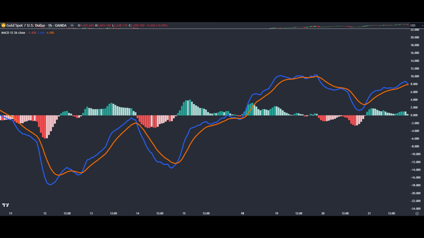To use the MACD in trading, look for a bullish crossover when the MACD line crosses above the signal line, indicating a buy signal, or a bearish crossover when it crosses below, suggesting a sell signal.